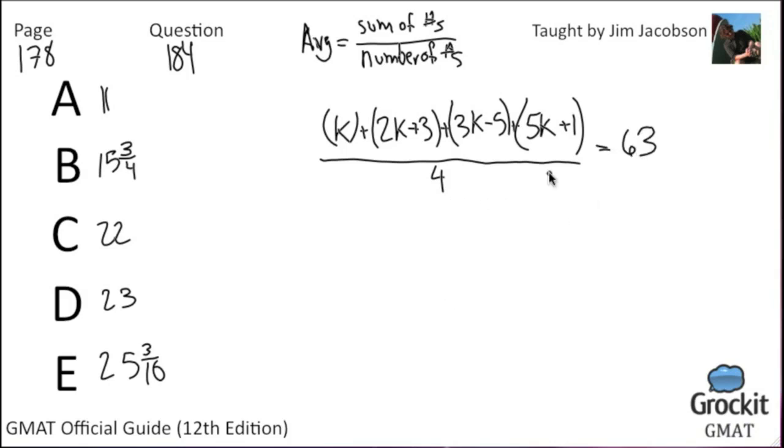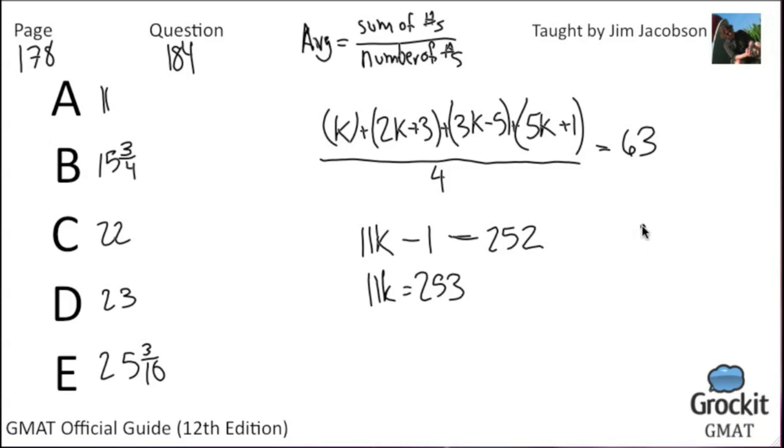So we multiply both sides by 4 and then add up all of our k's and constants here. So 5, 6, 7, 8, 9, 10, 11. We have 11 k's. Plus 3 plus 1 is 4. Minus 5 gives us minus 1. 11k minus 1 equals 63 times 4, which equals 252. So 11k equals 253.